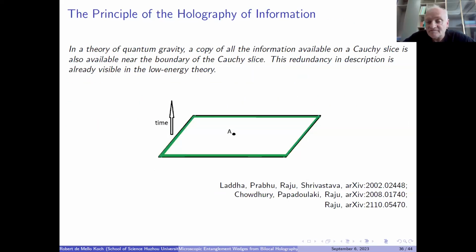What the principle of holography of information says, so this is something that was proposed by Suvrat Raju and his collaborators. The claim is that in a theory of quantum gravity, a copy of all of the information available on a Cauchy slice is also available near the boundary of the Cauchy slice. And the claim is that this redundancy is already visible in the low energy theory. So if you're going to perform a measurement at some point B, located deep in the space-time, whatever you would learn from that measurement is already encoded in this green region, which is an arbitrarily small neighborhood of the boundary.